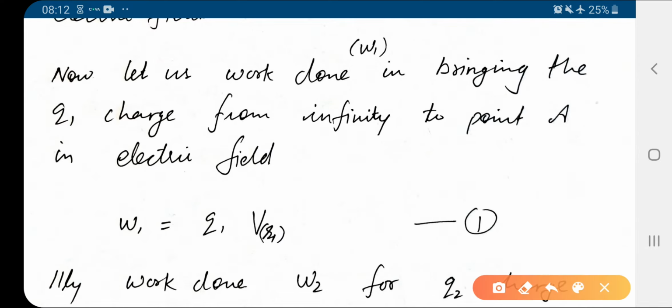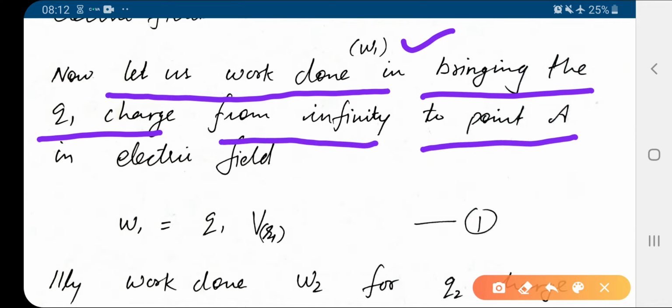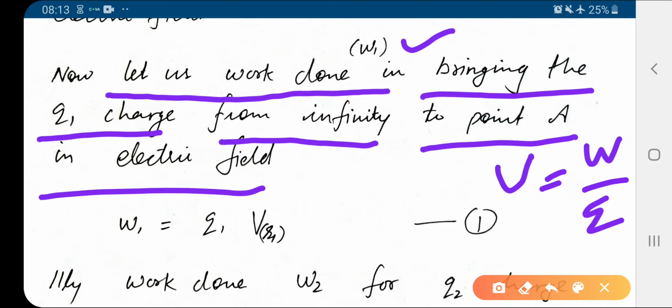Now as we already selected two charges Q1 Q2 which we want to place, in this case first we find the work done for placing the Q1 charge. Now let the work done be W1 in bringing the Q1 charge from infinity to point A in the electric field. In the previous article there was no mention of electric field. So again the very basic formula, that is potential equals work upon charge, and from here work will be charge into potential.